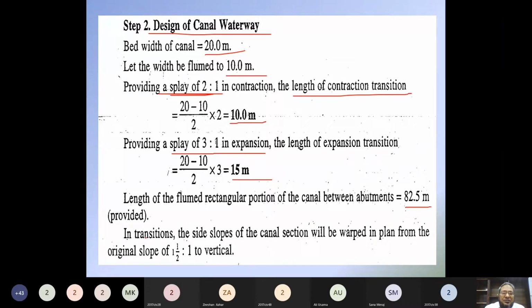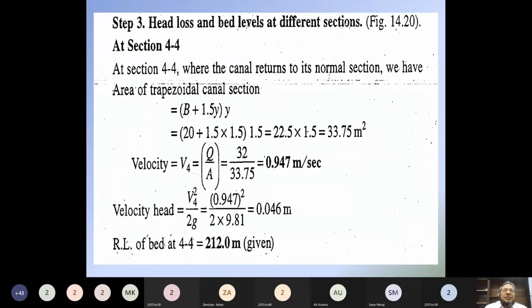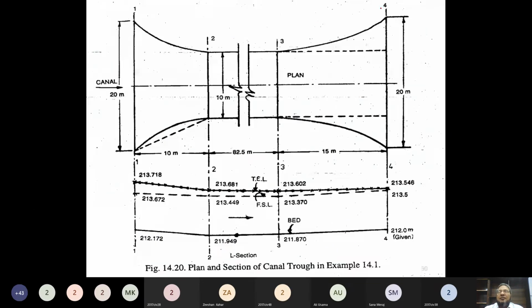Now we have to provide transitions, and in transitions, the side slope of the canal section will be warped in plan from original 1.5 to one slope to one vertical. Okay, so these transitions, they will come like this and become vertical. Now the step number three, we have to compute the head loss and bed levels at different sections. In the beginning, we will consider section 4.4, which is the extreme downstream section.